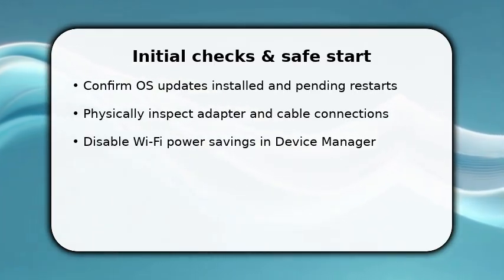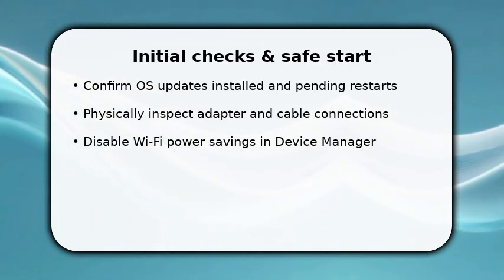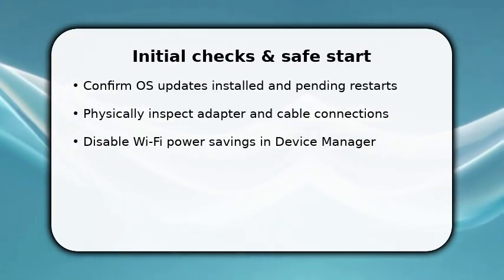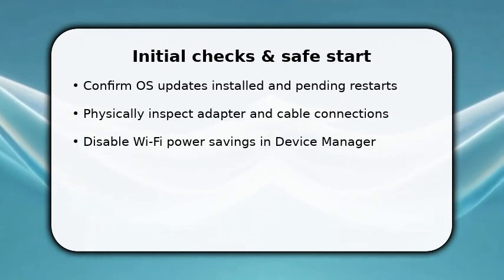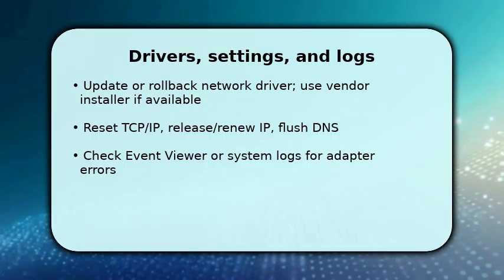Open Device Manager or Network Preferences, then disable any power-saving option for the adapter so the system won't suspend it. Once done, run a quick connection test to see if drops persist before moving to driver and configuration changes. Now you'll handle the middle steps that usually fix intermittent disconnects.